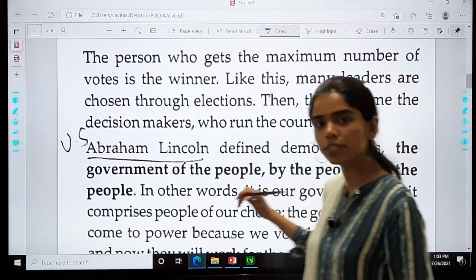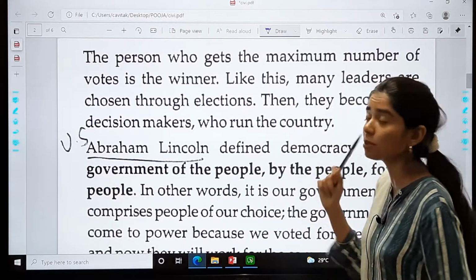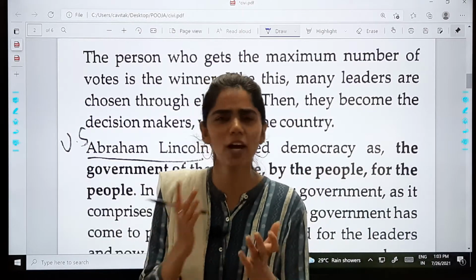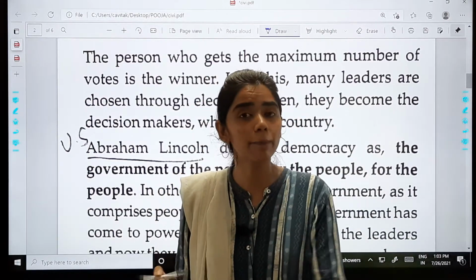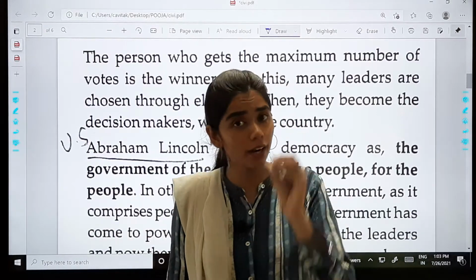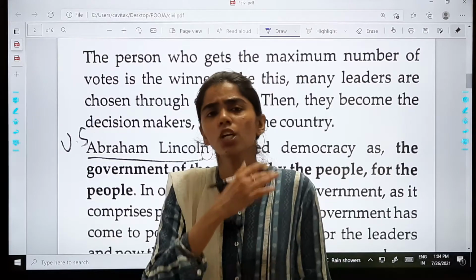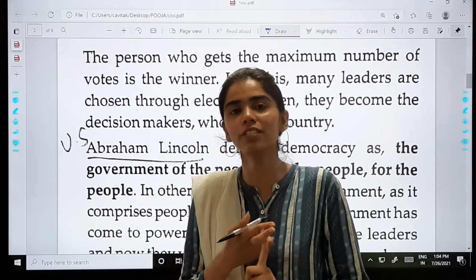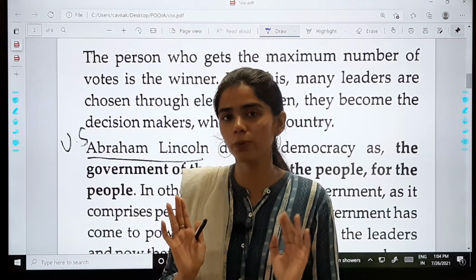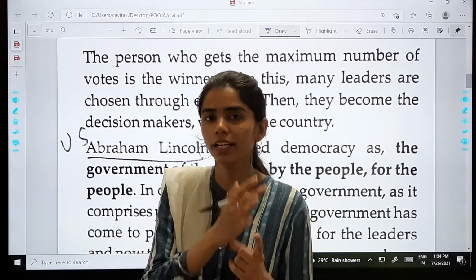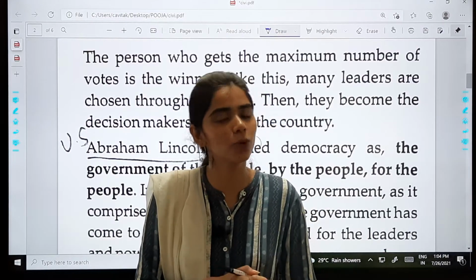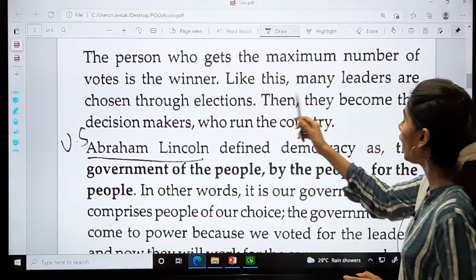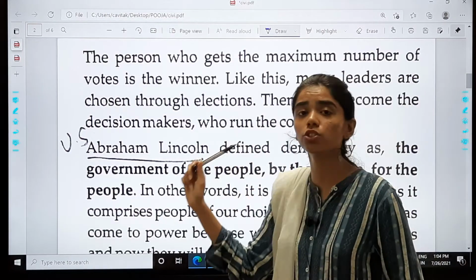Now what happens in democracy? The person who gets the maximum number of votes is the winner. We know this, elections happen every now and then, right? There are different political parties, there are representatives. So we have to see which party we feel is more suitable, will support us, will give us the best facilities, and according to that we give votes. And what happens at the end? They count votes and whoever gets the highest vote, that person or that party gets elected. Clear? Like this, many leaders are chosen through elections.